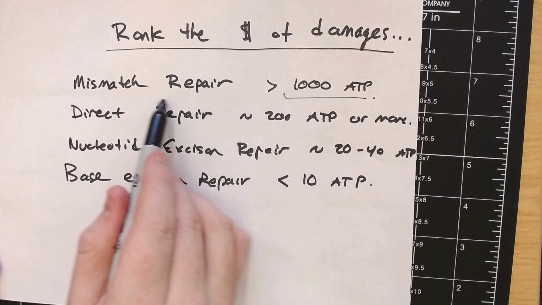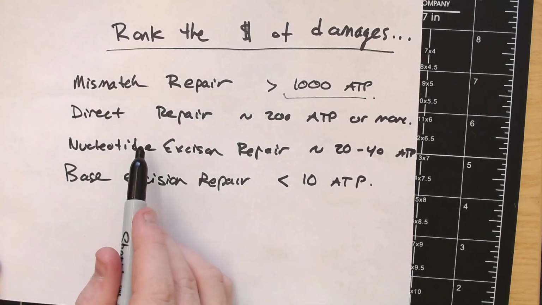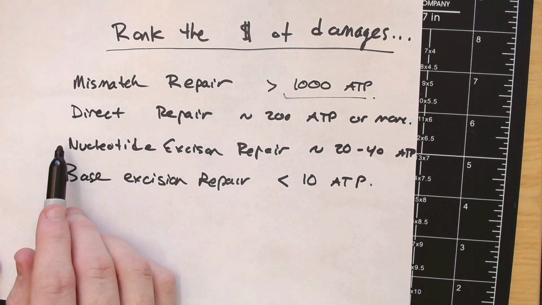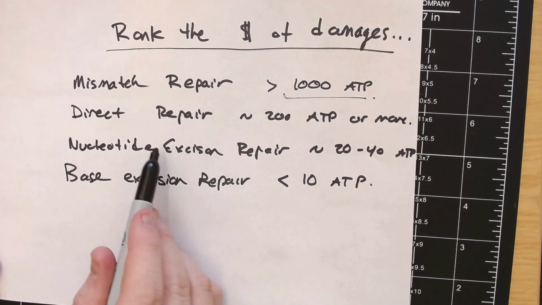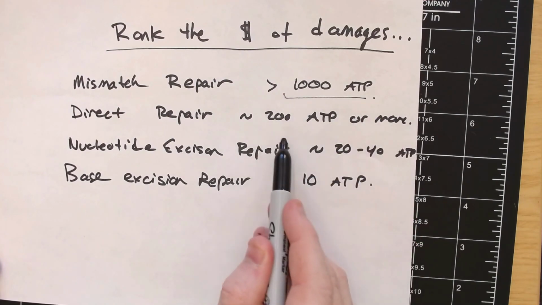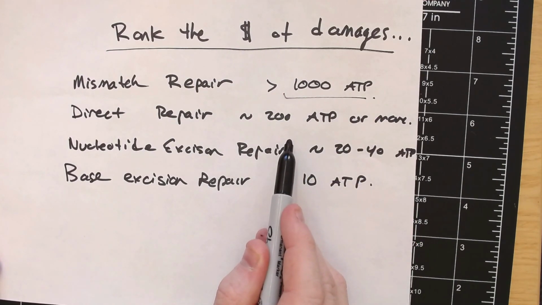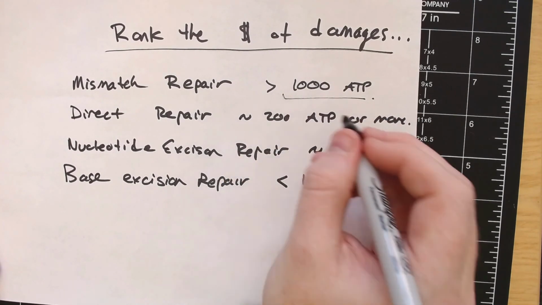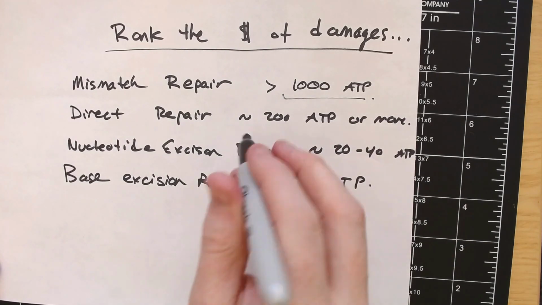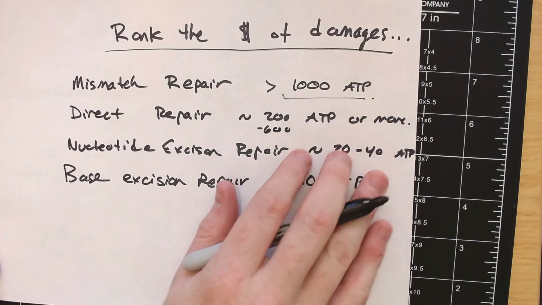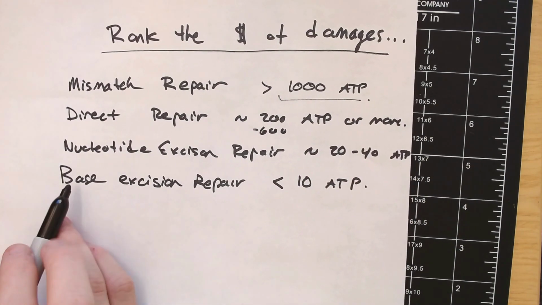With the direct repair, the cost really comes from the sacrificial nature of the repair process. So if we didn't have to destroy the protein every time we did a repair, this could potentially be a lot cheaper. But as it is, each repair requires an entire protein to be made, and that's looking at least 200 ATP, possibly even higher. It could be as high as 600. It's really just an expensive process to make those proteins, depending on their size.